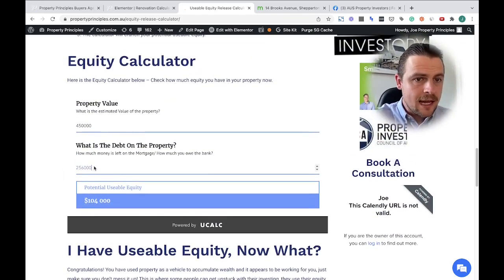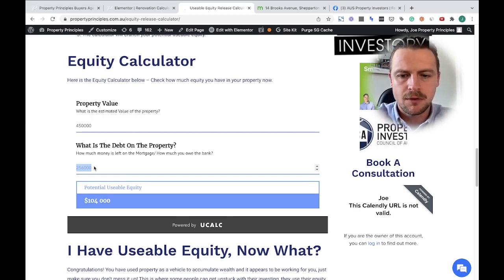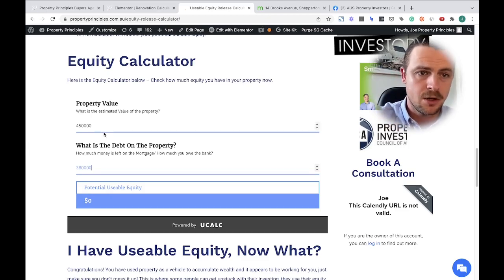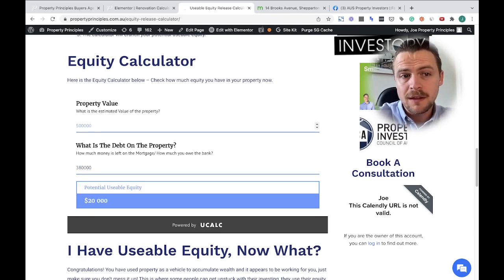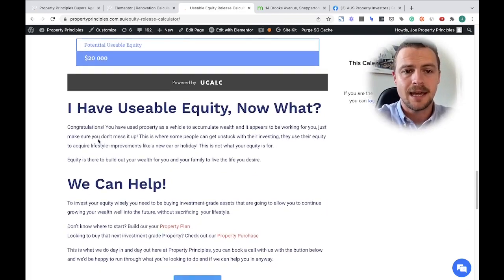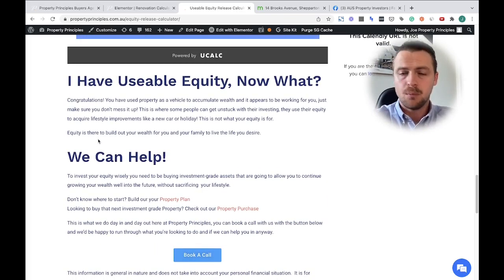Now, let's just say we have a $450,000 property and we've got $380,000 in debt still. No usable equity. There's nothing in there. You have to wait for the property price to go further. So let's say it's now gone up to $500,000. You have $20,000. So this is a great way to crunch the numbers on your properties and see what is there. We can help with this calculation.